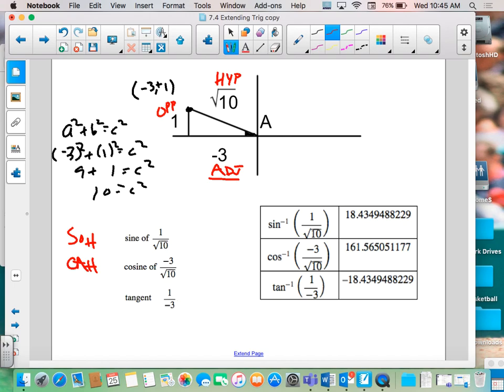This is something you can do with your calculator. I'm going to skip that as well. Just to refresh your memory too, you guys, we should put this in simplest form.